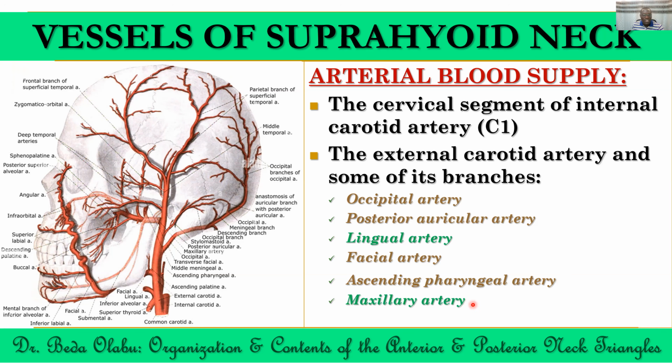Maxillary artery is a very major artery, and we'll talk about it. It's one of the terminal branches of the external carotid artery. And lastly, superficial temporal artery is also a terminal branch. We'll not talk about it because we already talked about it when we looked at the anatomy of the scalp. So let's focus on these two, lingual and maxillary artery.